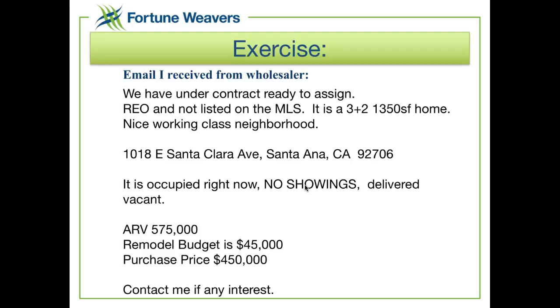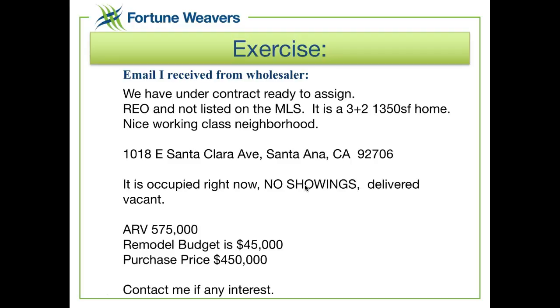So here's the email. We have an under contract ready to assign an REO property. So just know REOs are not assignable. So this wholesaler doesn't know what they're talking about. You can't assign an REO. It's very specific language in the contract states you can't. It's not listed on the MLS, which doesn't change that fact. It's a 3-2, 1,350 square foot home, nice working neighborhood there in Santa Ana. It's occupied, no showings, delivered vacant.